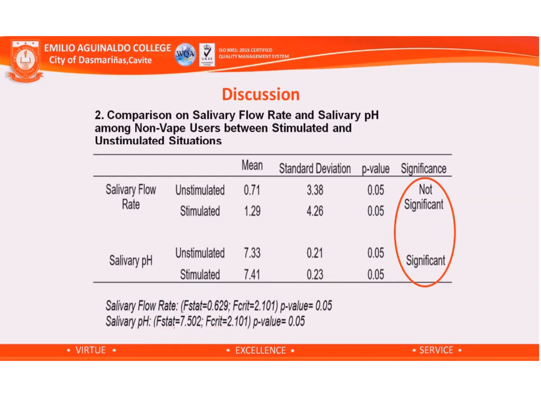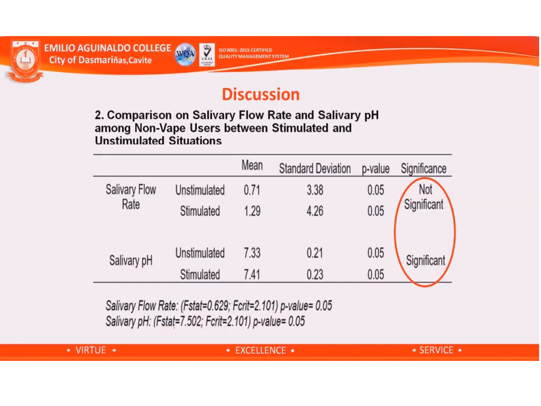The result stated in Table 2 shows no statistical differences on salivary flow rate between unstimulated and stimulated situations among non-vape users. The mean salivary flow is 0.71 ml per minute, which is higher than the normal physiologic rate of unstimulated saliva. Increased salivary flow rate can contribute to drooling if there is an inability to keep the mouth closed or difficulty in swallowing the excess saliva, and this can lead to excessive sweating.